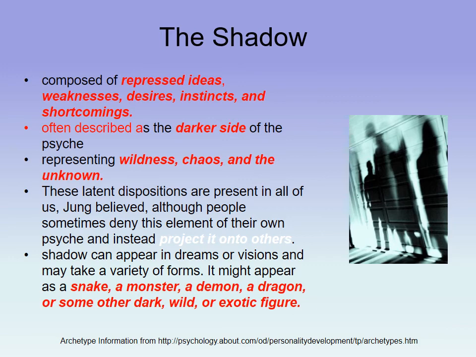Shadows can appear in dreams or visions, and they may take a variety of forms. It might appear as a snake, a monster, a demon, a dragon, or some other dark, wild, or exotic figure. How do those same images start to play out in Joseph Campbell's stories?